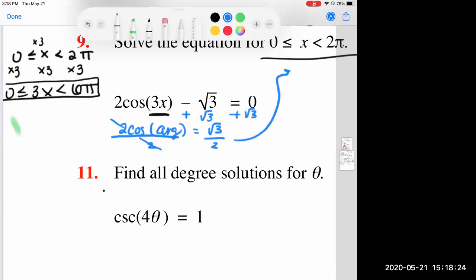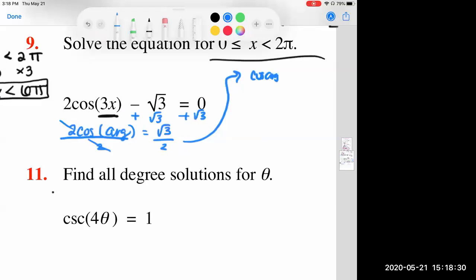We're left with cosine of arg is equal to square root of 3 over 2. When is cosine positive square root of 3 over 2? It's square root of 3 over 2 at pi over 6, and that's 30 degrees. So arg is equal to pi over 6.